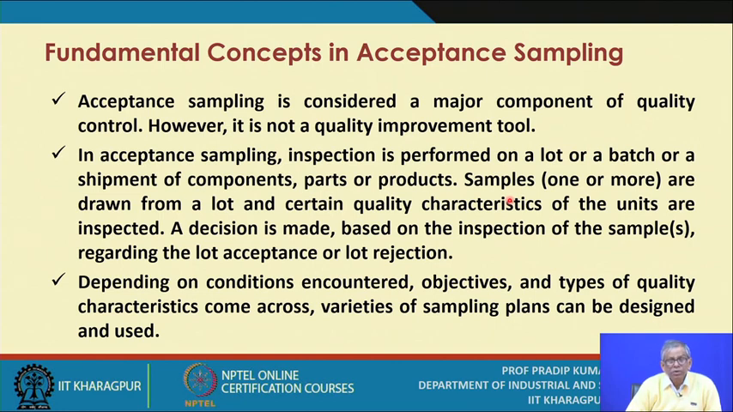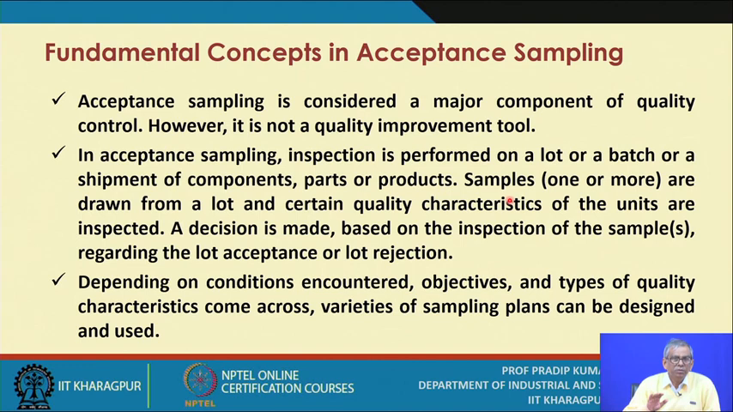However, you must also keep in mind that it is not considered a quality improvement tool. There are two aspects in quality design and control. One is definitely the controlling part. That means whatever quality standards you have specified and are trying to achieve, whether you are achieving those standards or not. That is basically the domain of quality control.